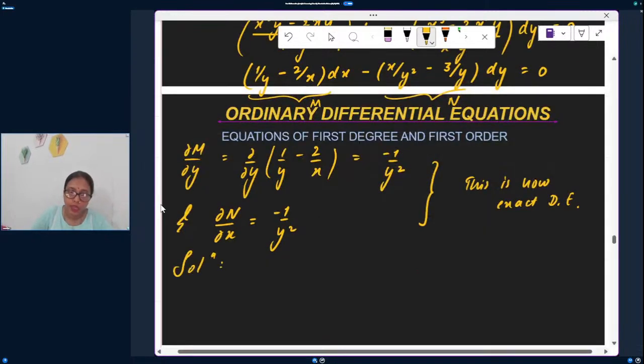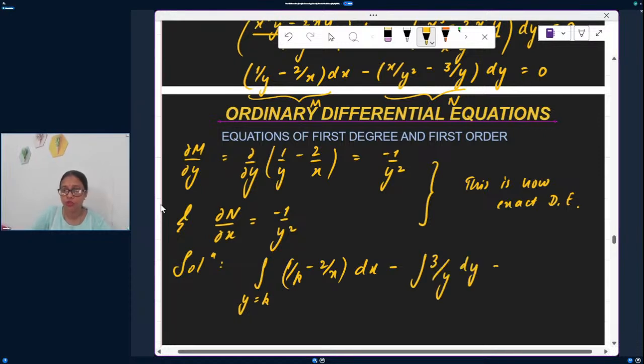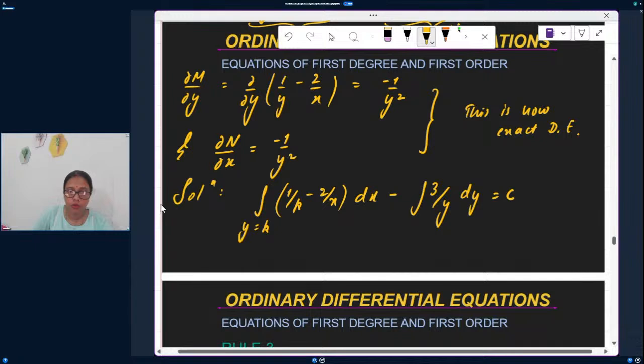So the solution is integration of M dx, treating y as constant, that is 1 by y minus 2 by x dx, minus the terms of N not containing x, which is 3 by y. So integration of 3 by y dy is equal to a constant. With respect to x, that will be x by y, and with respect to x this becomes plus 2 by x square, right? Then minus 2 log x minus 3 log y is equal to c. You can leave the answer over here. That is your answer.